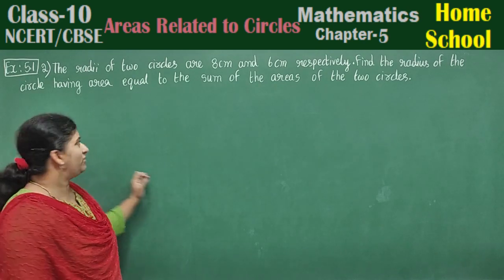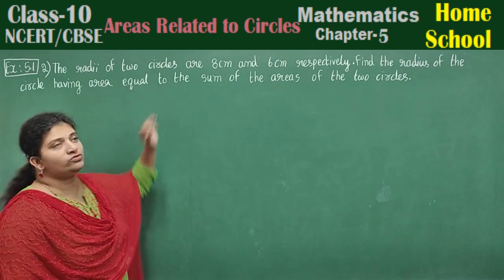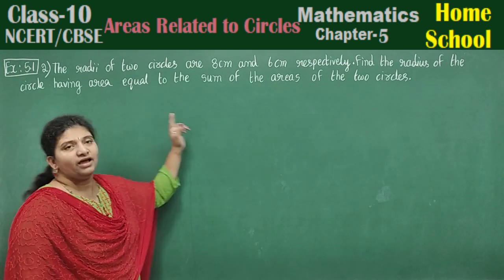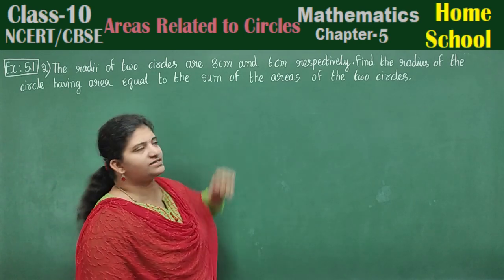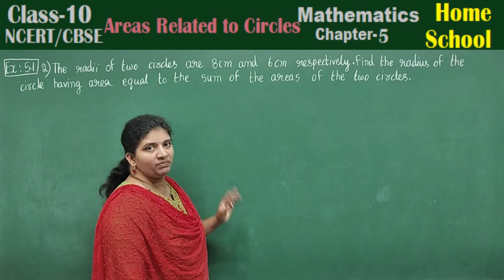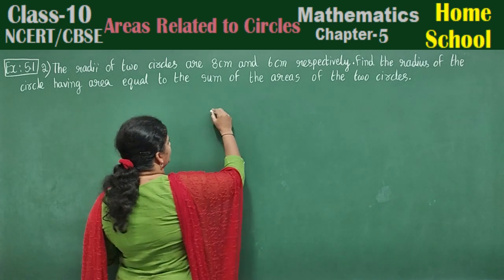Let's see the second problem. The radii of two circles are 8 centimeters and 6 centimeters respectively. Okay, let me draw two circles again.